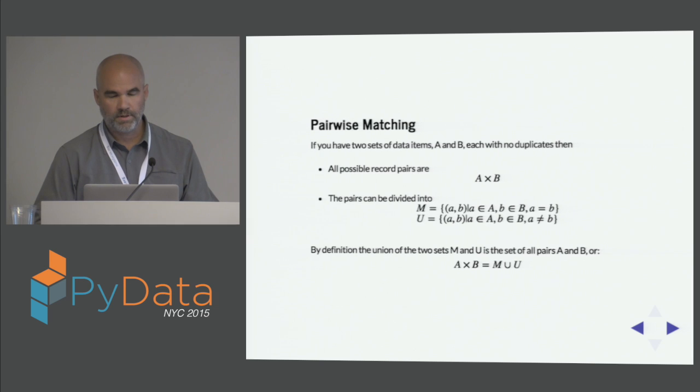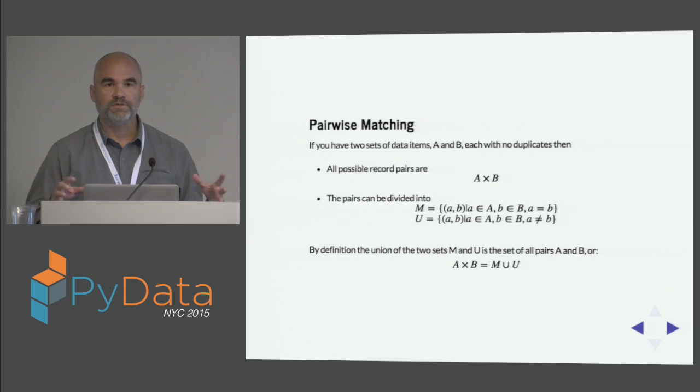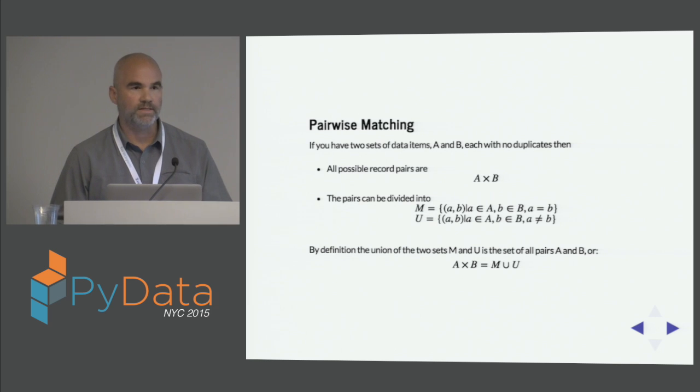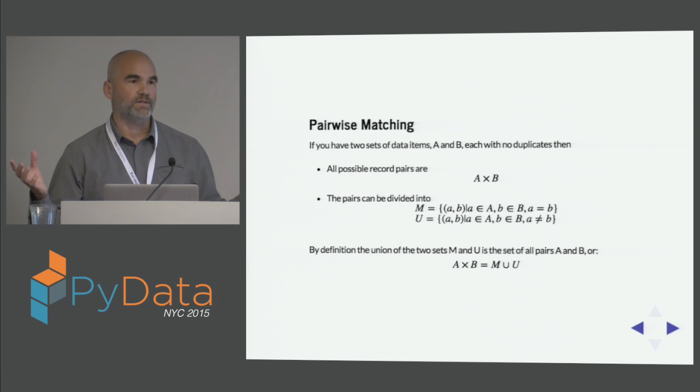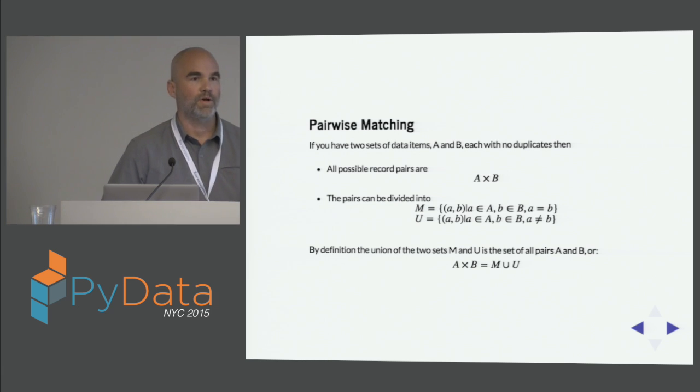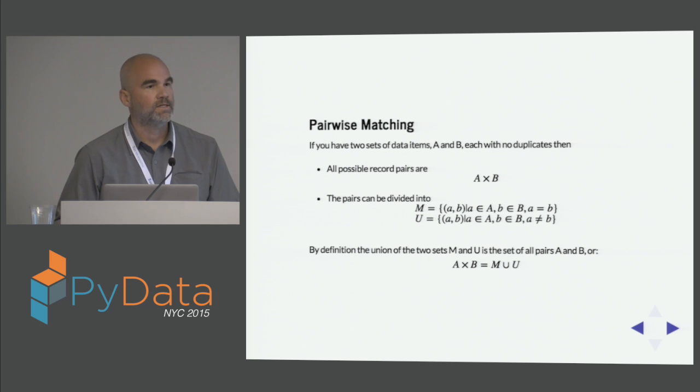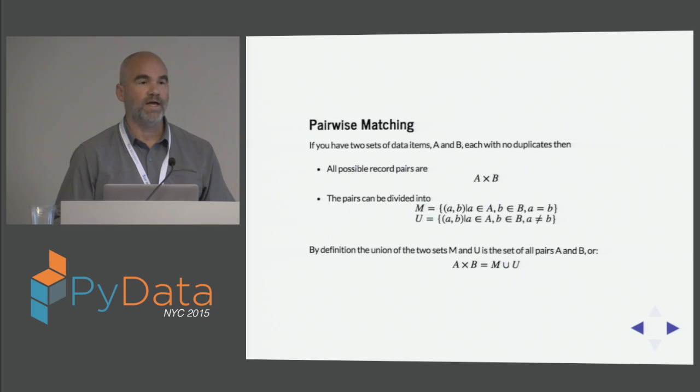I'm going to use this concept throughout of what's called pairwise matching. And the basic idea is that you have two sets of data. Theoretically, you want to look at every conceivable pair of records in both data sets. There's one subset of that cross product that matches, and one subset, which are the non-matches. In practice, you don't look at all the data.